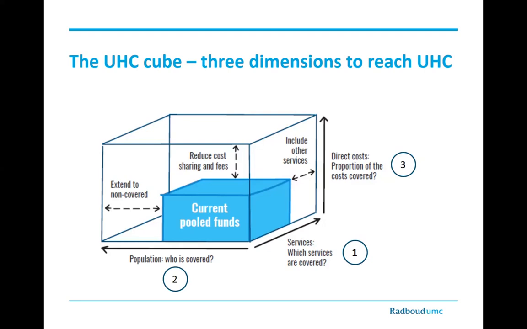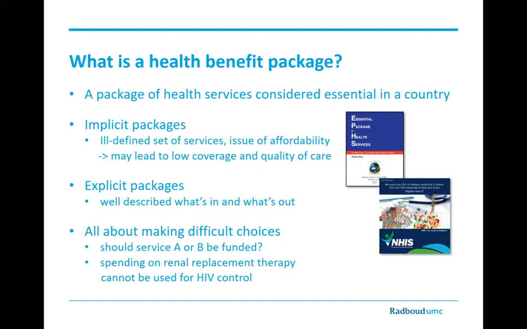So often forgotten is that HTA, or the benefit package, is not only about the type of services, but also about coverage and also about co-payment levels. So the health benefit package is a package of health services for the country. Some countries have implicit packages, which can be defined as ill-defined interventions or services. And there are issues of affordability, because often you find a package with a long list, and it may lead to underfunding, low quality of care, and low coverage.